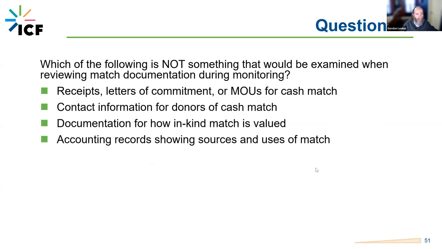All right, question number 9. Which of the following is not something that would be examined when reviewing match documentation during a monitoring? Receipts, letters of commitment, or MOUs for cash match; contact information for donors of cash match; documentation for how in-kind match is valued; accounting records showing sources and uses of match. Which of those would not be looked at during a monitoring?